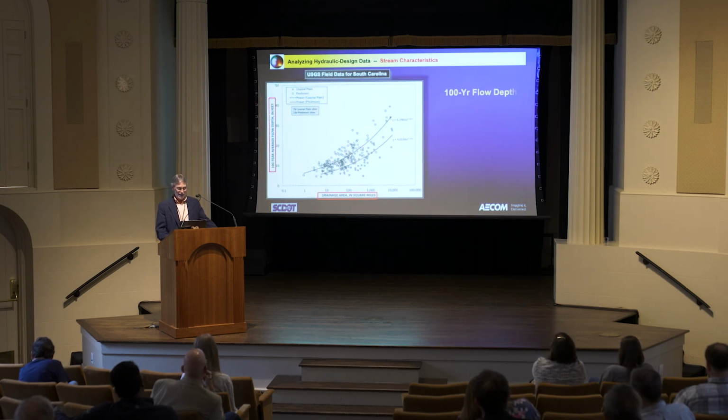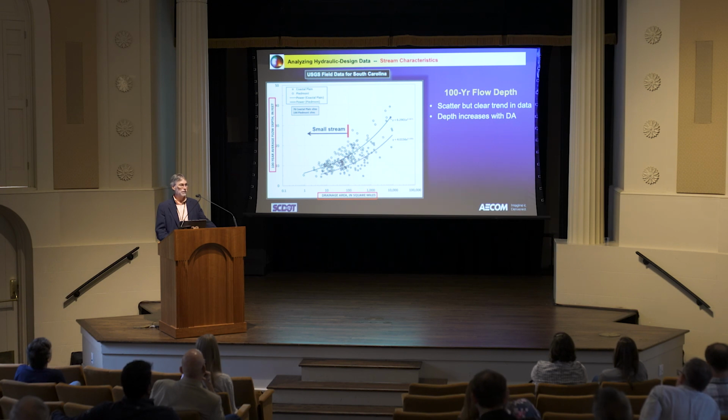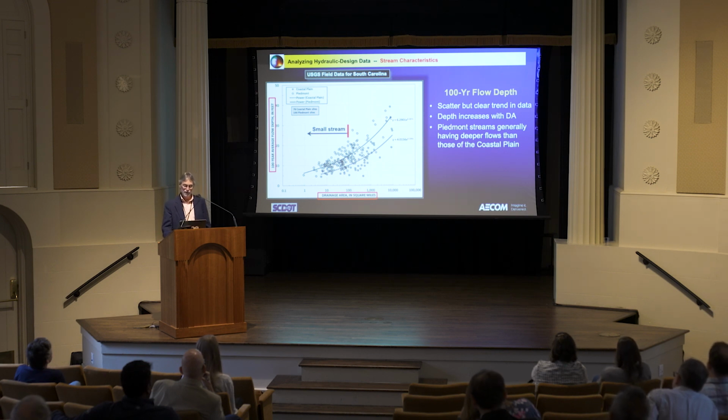Okay, this next plot is the 100-year flow depth with respect to drainage area. Again, a fairly nice relationship. There is scatter, but a clear trend. And of course, depth decreases with drainage area, which makes common sense. But this can give you some idea of what that trend is. And then Piedmont streams, you can see, generally have deeper flows than those of the coastal plain. That's primarily because they have more narrow, constricting floodplains, which is going to tend to increase your flow depths.